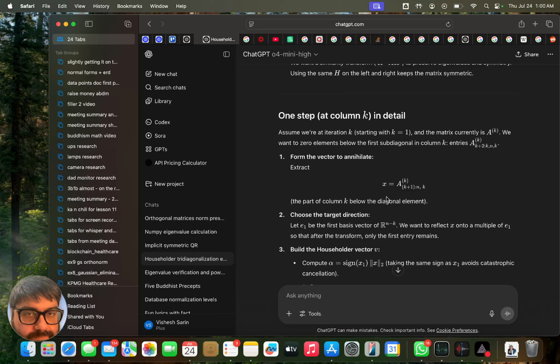So, K plus 1 through n of k. The part of the column K below the diagonal element. Choose the target direction. Let e1 be the first basis vector of R to the n minus k. I want to reflect x.